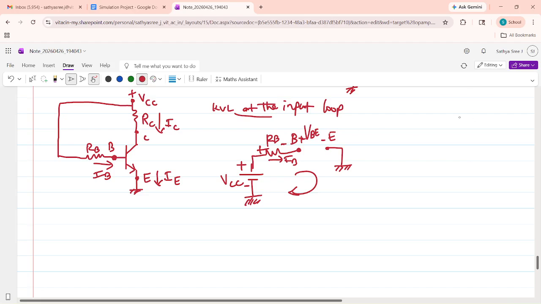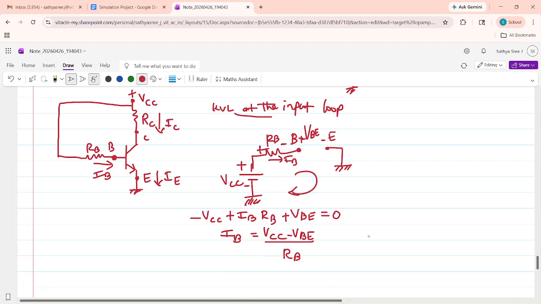I will write KVL with the sign of the entering sign, which is minus VCC plus IBRB plus VBE equal to 0. So this is minus VCC, and here it is plus IBRB, and after that, plus VBE equals 0. From this, we can calculate IB. IB equals VCC minus VBE divided by RB.